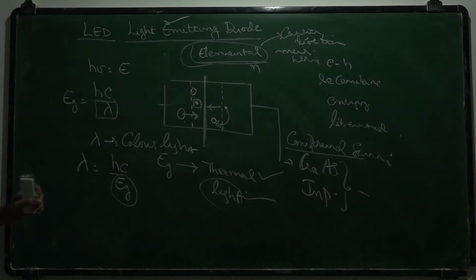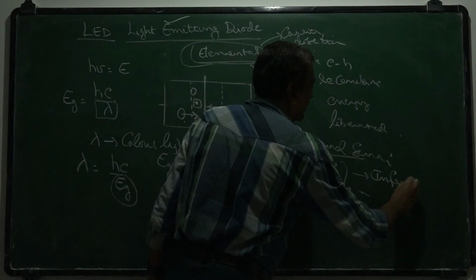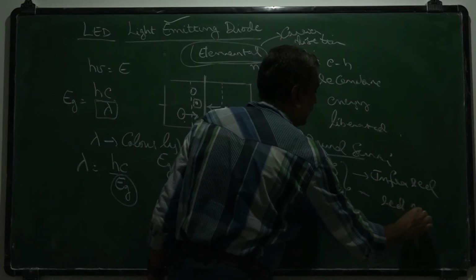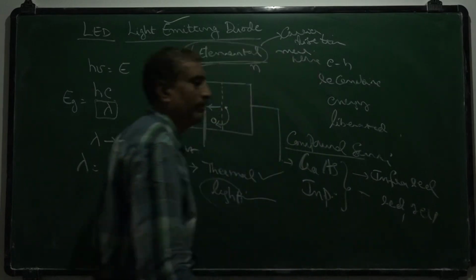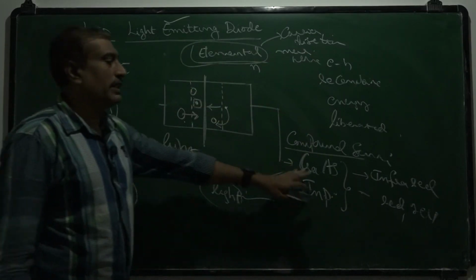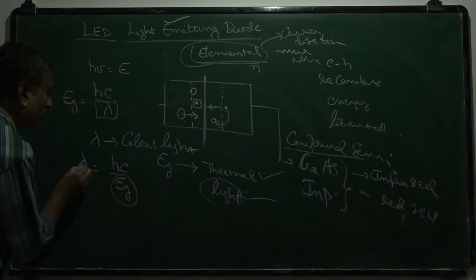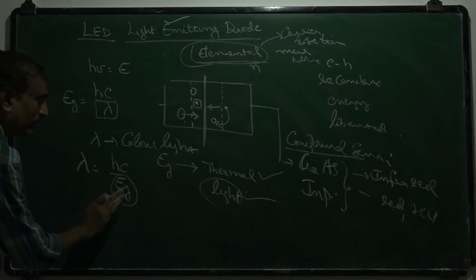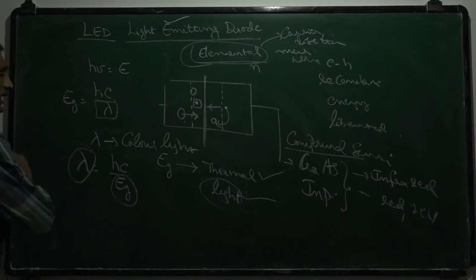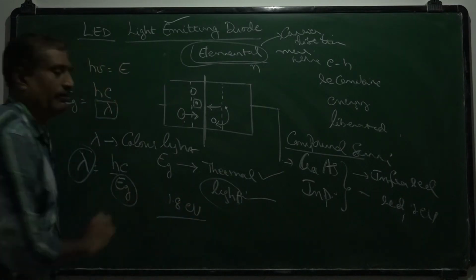Okay? Usually gallium arsenide gives the infrared region, but indium phosphide gives red and yellow colors. Okay. So, the color of light depends upon the forbidden energy gap of the material. So, to get visible light, the forbidden energy gap must be at least approximately 1.8 electron volt.